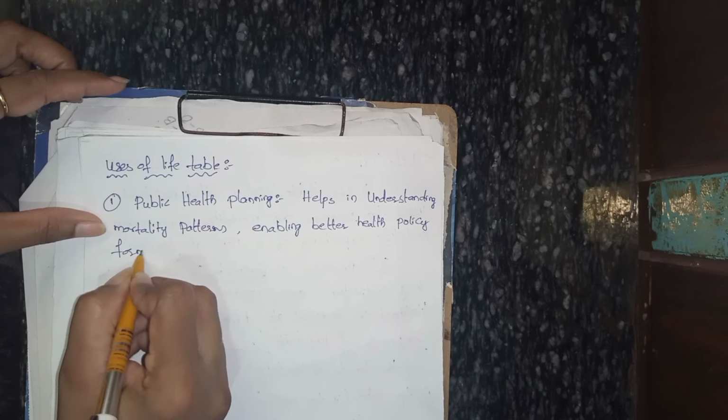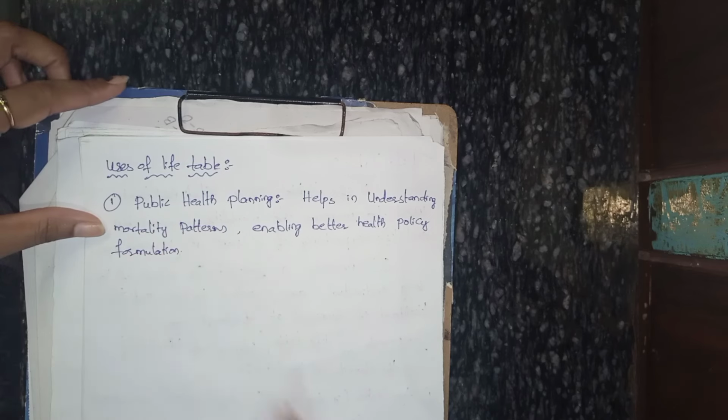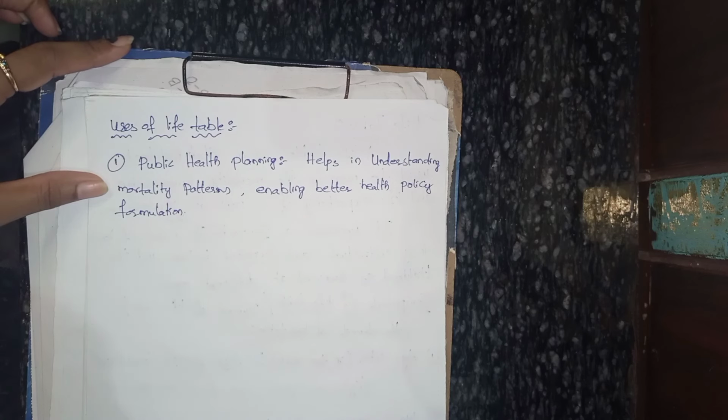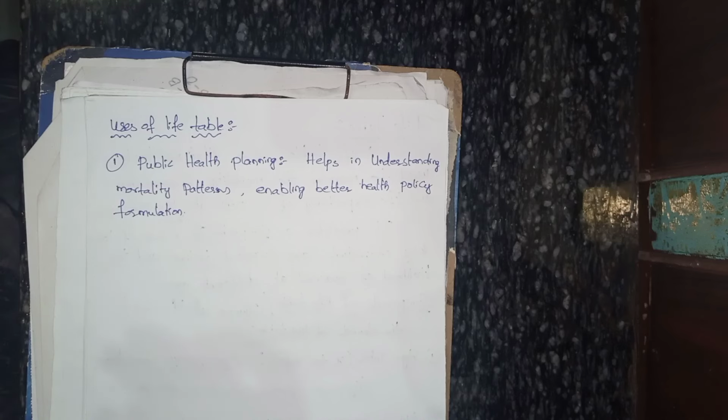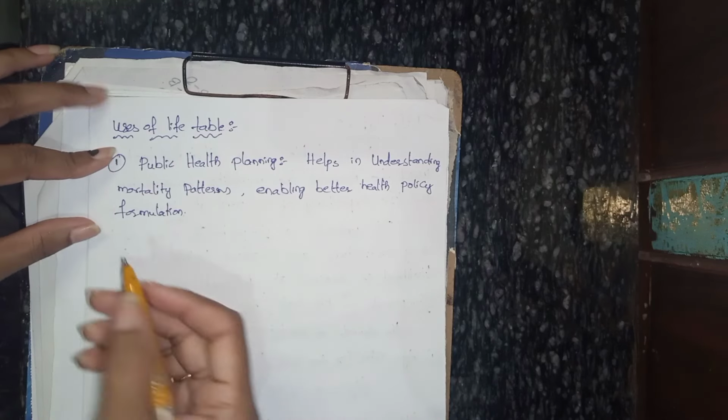For example, they may investigate that most of the five year old children are dying. So they investigate why the children are dying without reaching 6 or 7 years, and they properly prepare some vaccines in order to survive for the rest of the years. Like that, public health planning will plan in order to improve the health policies.